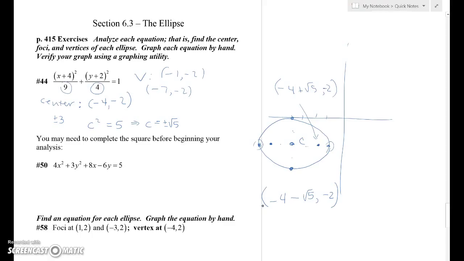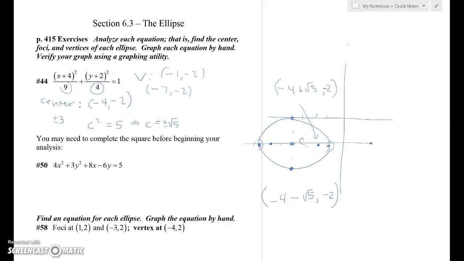So just as a double check, make sure the center, the vertices, and the focus points all have the same one of the coordinates. If your major axis is horizontal, they should all have the same y coordinate. If your major axis is vertical, they should all have the same x coordinate.